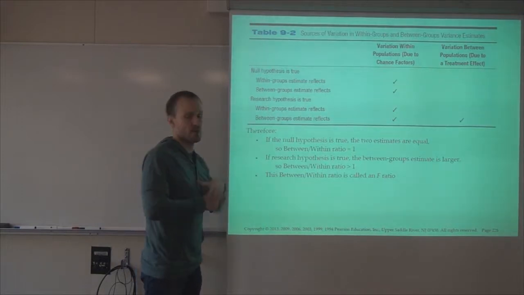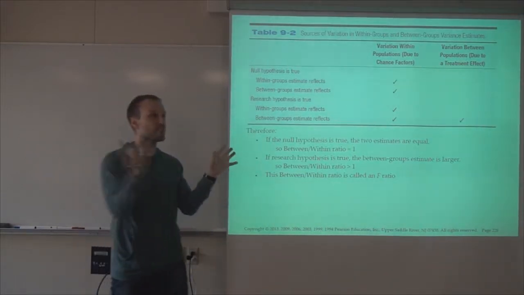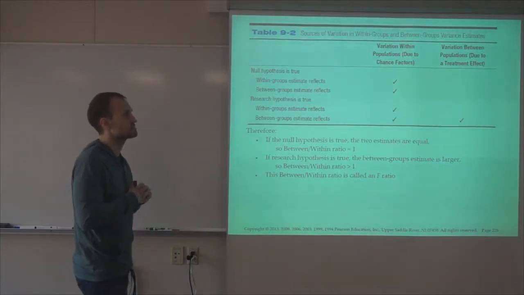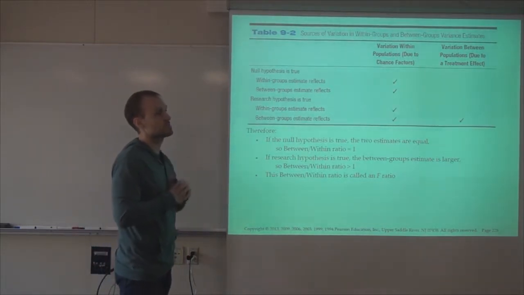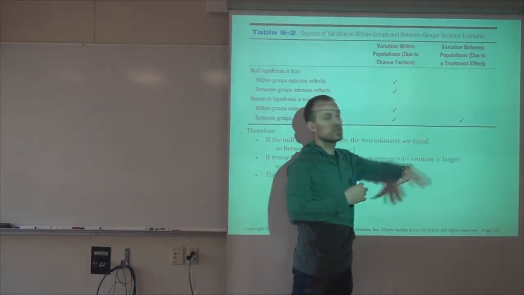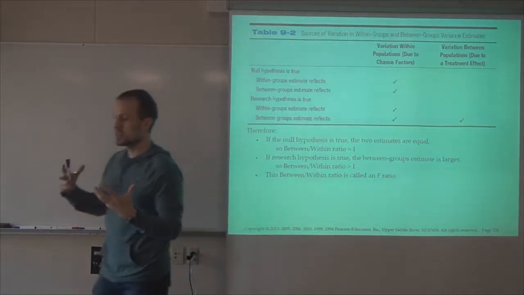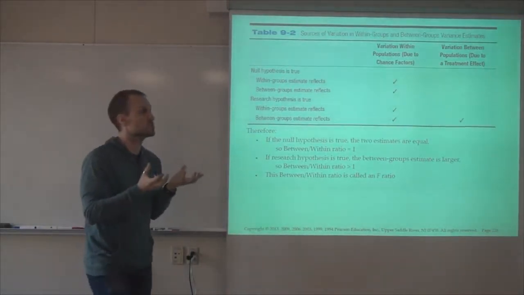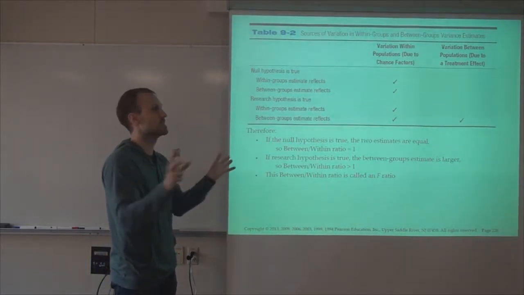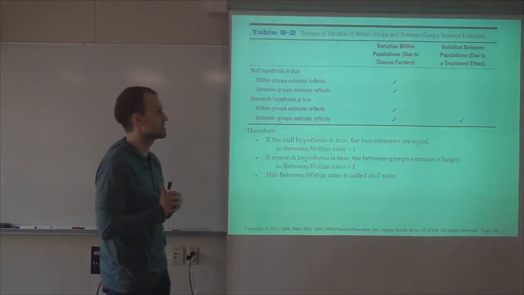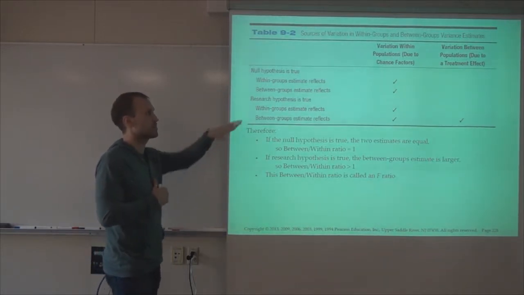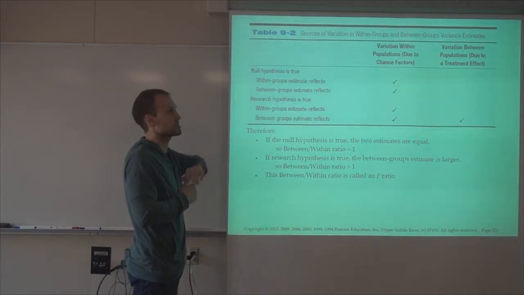But if the research hypothesis is true and there is a difference, a shift between the populations, their means are different in some way, then the between groups estimate is going to have a higher variance, because not only does it capture the variance within each group, but it also has this variance between the means, because the populations are different. So the between groups estimate is going to be much bigger than the within groups estimate if the research hypothesis is actually true.